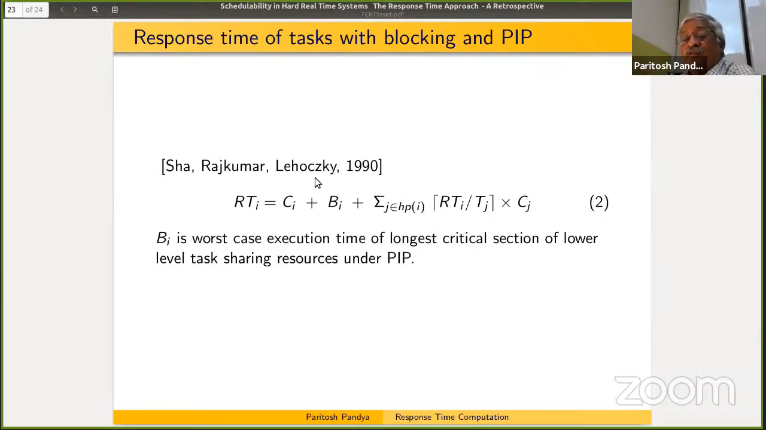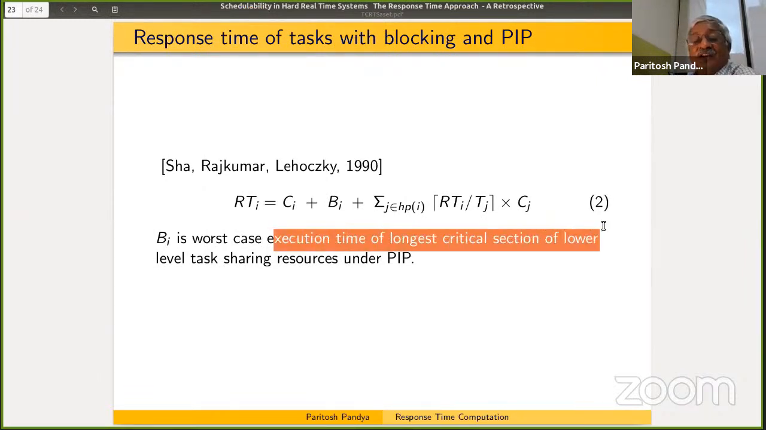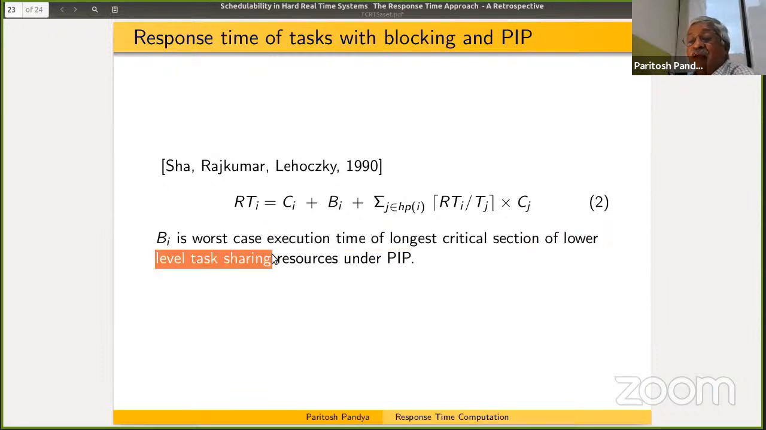You don't know which one it is. So you take the execution time of the longest critical section of a lower priority task. Don't repeat it again. Don't consider multiple invocations. Just one invocation of one critical section of a lower priority task who is sharing a resource with you, and add that term B_i to this, and this will give you an exact analysis of the response time.